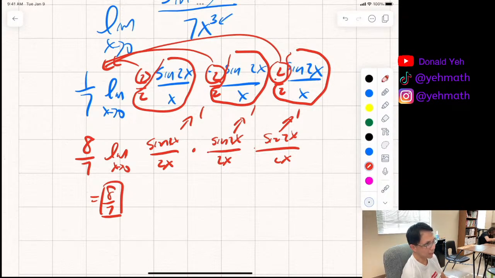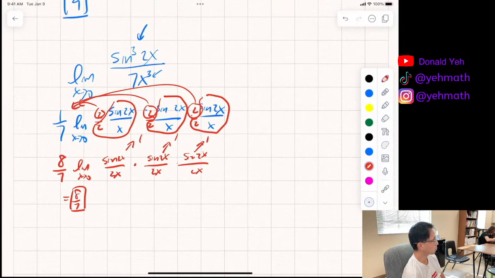Now the thing is you had to make sine x over x happen. A lot of times you can just see the simplest thing.